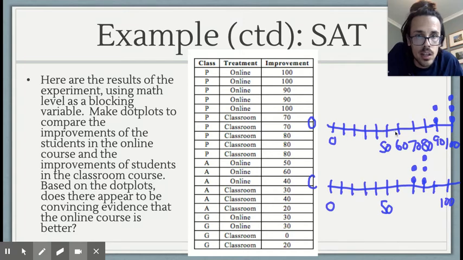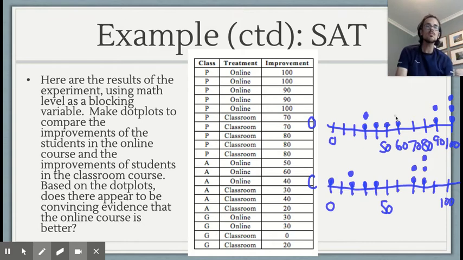Algebra 2 online is 50, 60, 40. Algebra 2 in class is 30, 40, 20. And then GO online 30, 30. And then GO classroom 0, 20. Okay. So you guys should have these graphed on your own here.